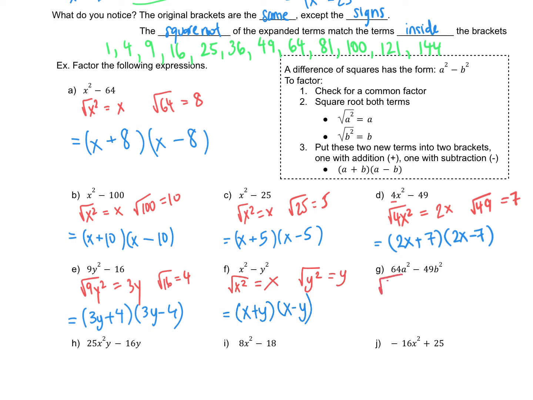So let's try to square root here. The square root of 64 is 8, and the square root of a squared is just a. The square root of 49 is 7, and the square root of b squared is just b. And after you have that, it's the same repetitive step. 8a plus 7b, 8a minus 7b. And make sure you start each expression with an equal sign.